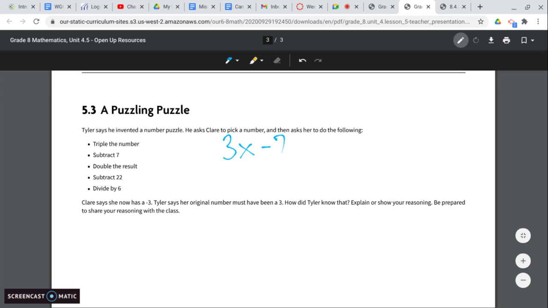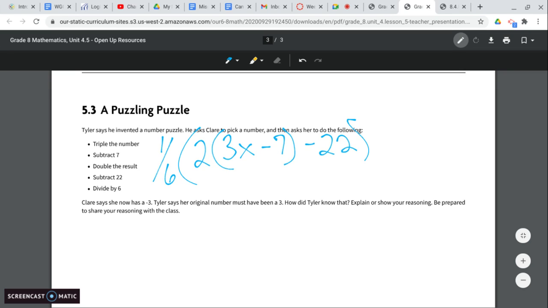Next, it tells us to subtract 7. So -7. Double the result. So that means we need to put parentheses around all this to double what the 3x minus 7 would be. Then we're going to subtract 22. And then last but not least is take all of that and divide by 6 or multiply by 1/6. Claire says she now has a -3. Tyler says her original number must have been a 3. How did Tyler know that? Explain or show your reasoning.